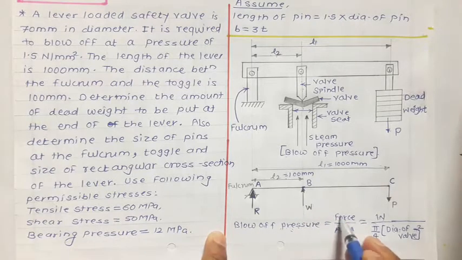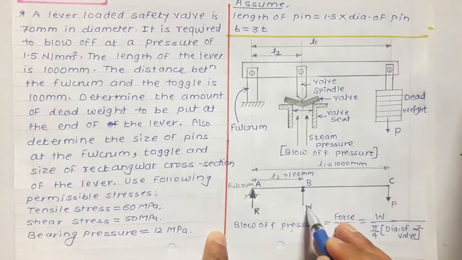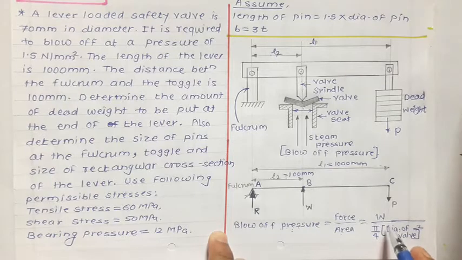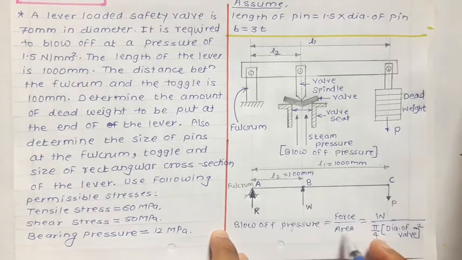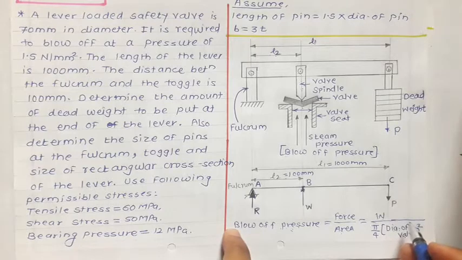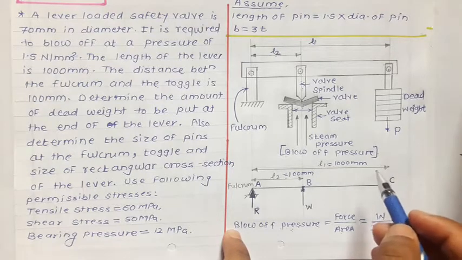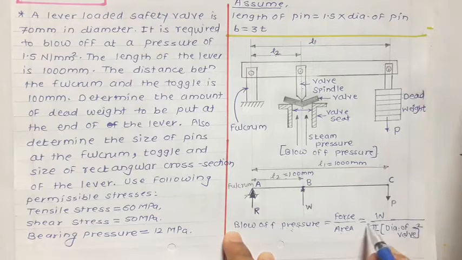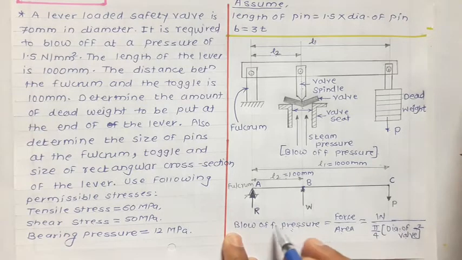So blow up pressure is equal to force upon area. Force is the force caused by steam pressure at point B, in vertical upward direction. Now the area of this wall can be written as pi by 4 diameter of wall bracket square. Here we cannot use the notation d as the diameter of wall, because we already use this d term for the diameter of pin. So we will simply write diameter of wall bracket square. So force W equals area pi by 4 diameter of wall bracket square times this blow up pressure.